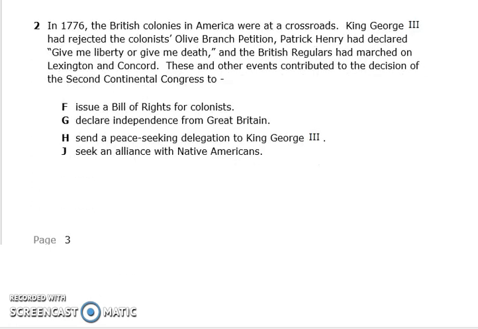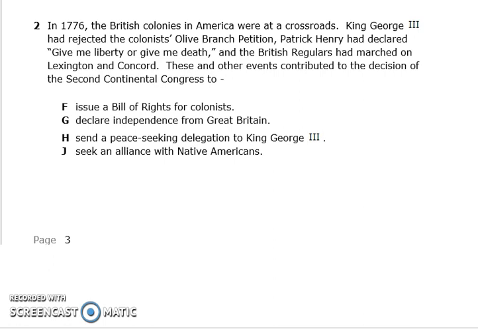Number 2. In 1776, the British colonies in America were at a crossroads. King George III had rejected the colonists' Olive Branch Petition. Patrick Henry had declared, "Give me liberty or give me death," and the British regulars had marched on Lexington and Concord. These and other events contributed to the decision of the Second Continental Congress to F.